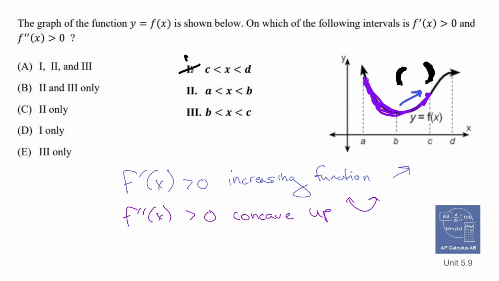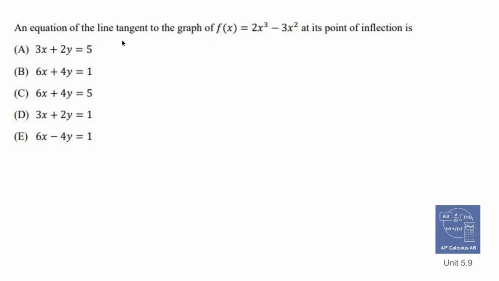So between C and D, no. Between A and B, no. Between B and C, yup. And so we're going to say 3 only for that one. That's where I want both of those things to occur, and both occur only in between B and C. Done.